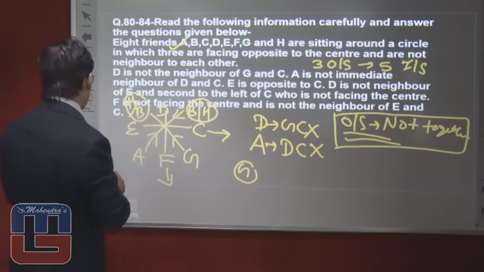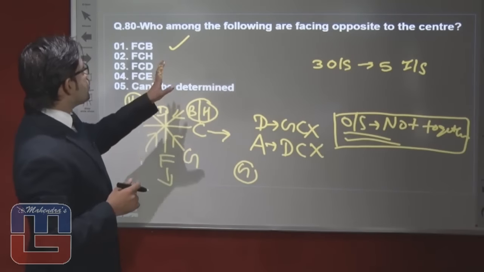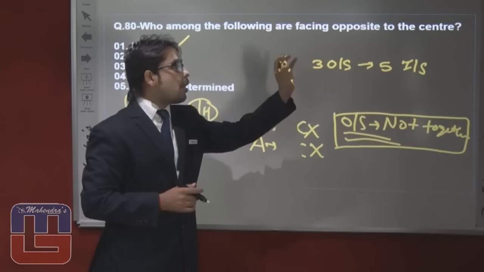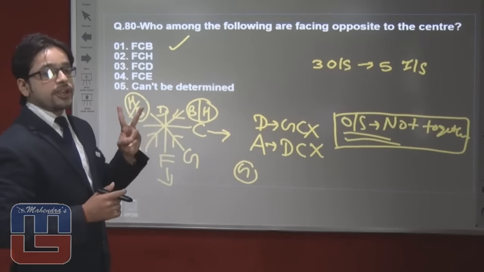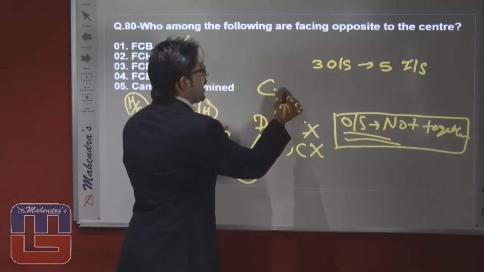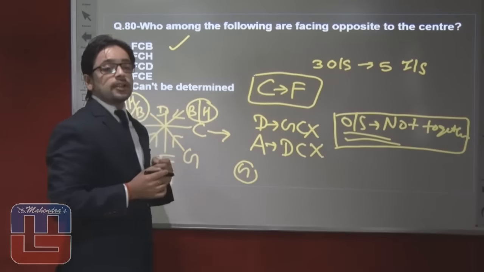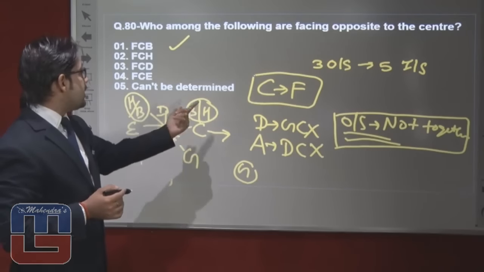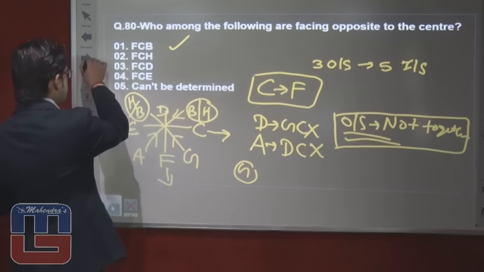So let's see what type of questions the examiner wants to know. Examiner wants to know who among the following are facing opposite to the center. Facing opposite to the center, we have found only two members, that is C and F. Still we are unaware who is facing outside, so the answer will be cannot be determined. Let's proceed towards the next question.